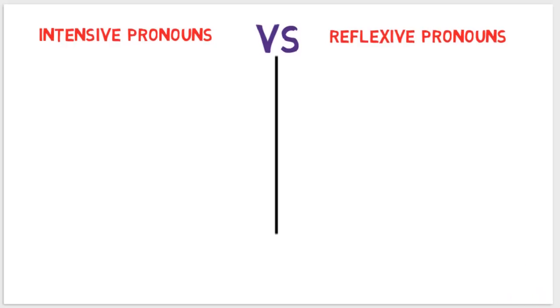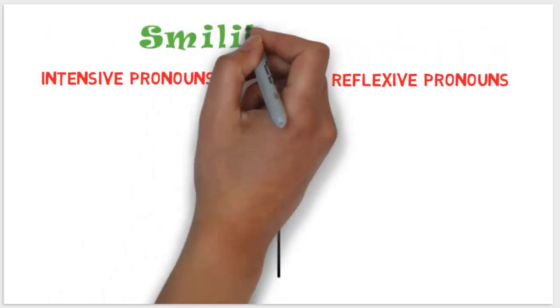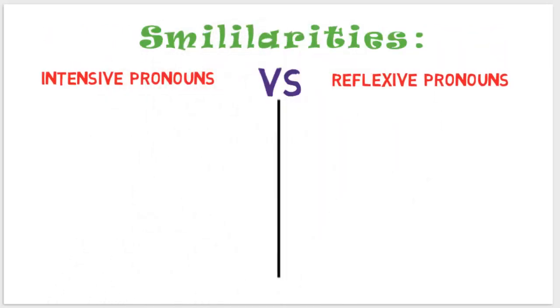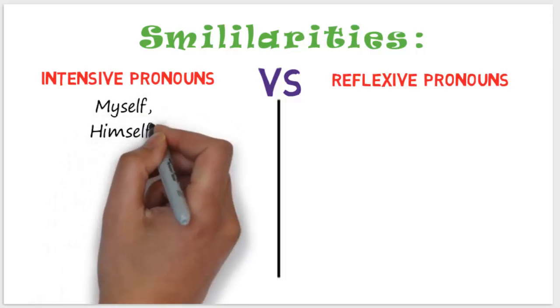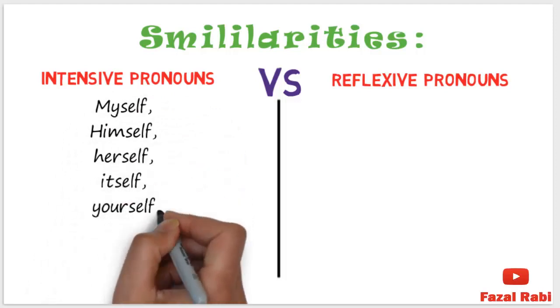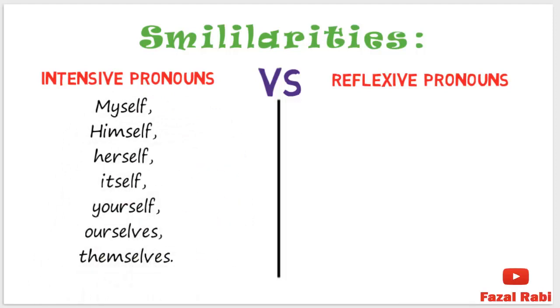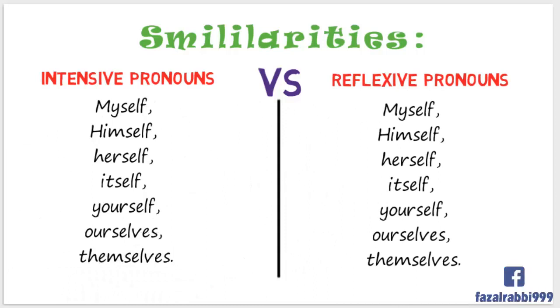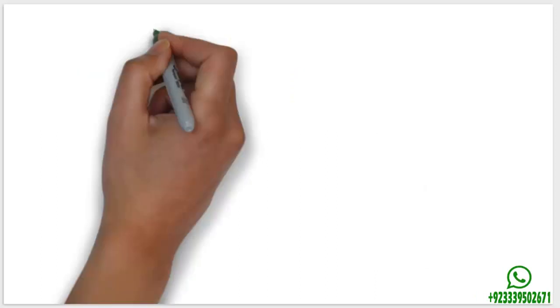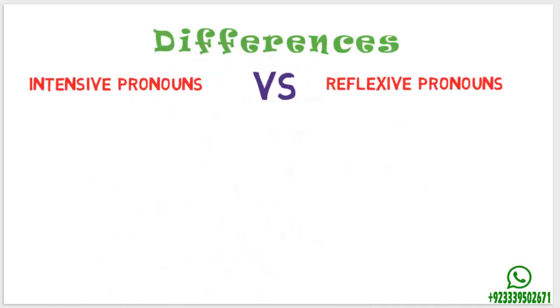Now, to go with our lecture, first of all we will talk about its similarities, which is the reason for its confusion. Both intensive and reflexive pronouns have the suffix -self and -selves with their pronouns, which are mentioned on the board. So in the sentences of both intensive and reflexive pronouns we will have these pronouns. Now come to its differences.